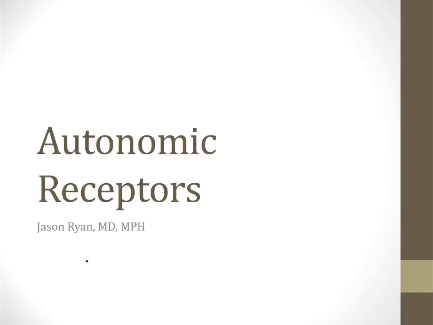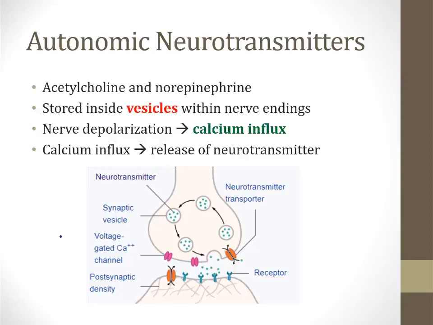Hi everyone, and welcome to our module on autonomic receptors. In this video we're going to talk about the different receptors used by the autonomic nervous system, but before we get to that, let's talk about the neurotransmitters that are used by the autonomic system.